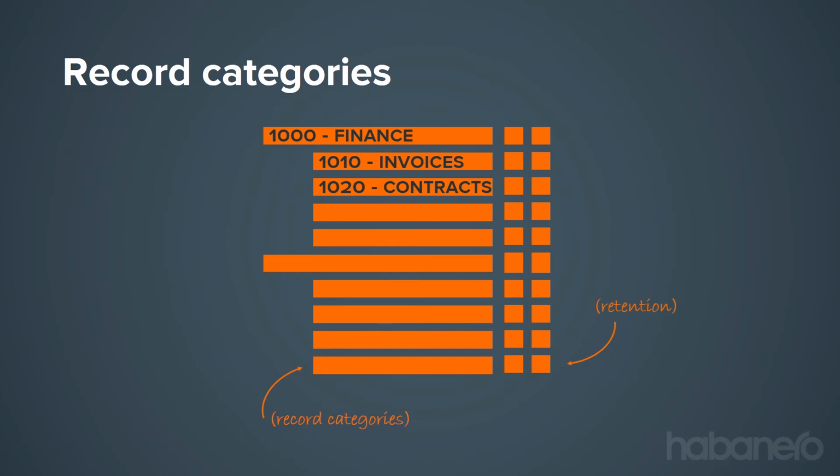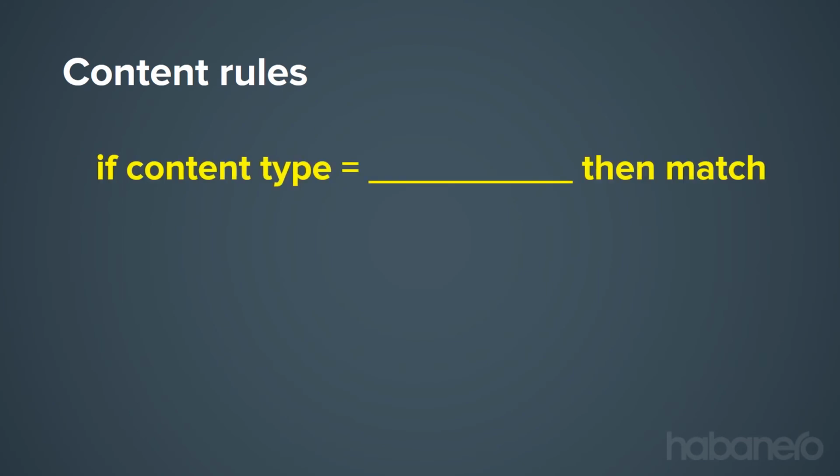Okay, so then the last piece of this puzzle is content rules. The best way to think about content rules is that it's really just a search. It's a search that creates a match. It's worth saying that what we're looking at here is actually called a basic content rule inside of Collabware. What we're saying is that if the content type matches an invoice content type, then create a match.